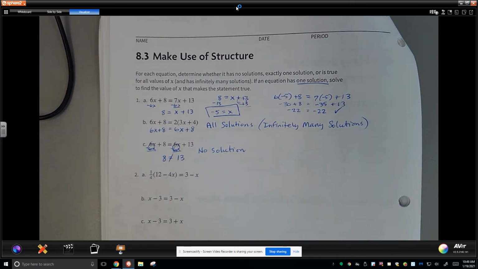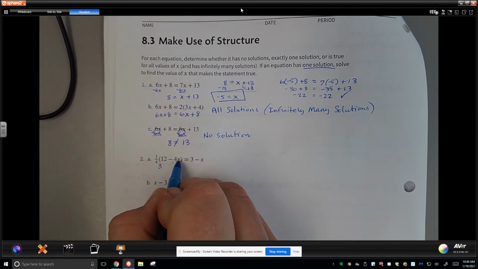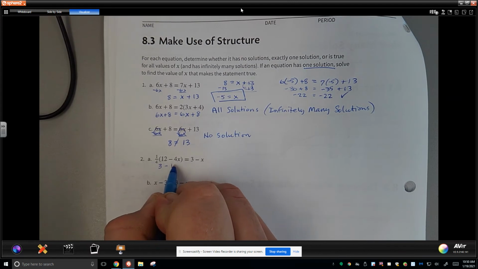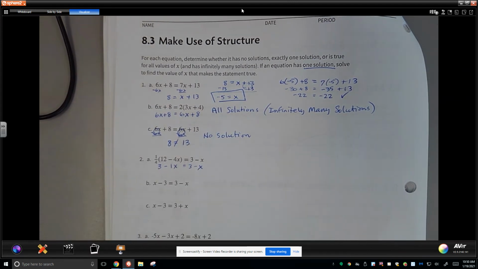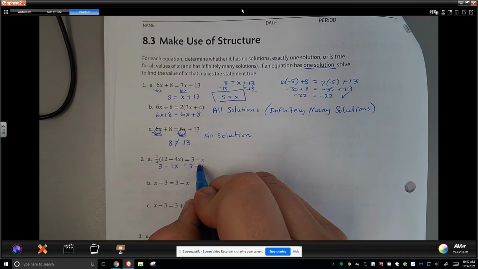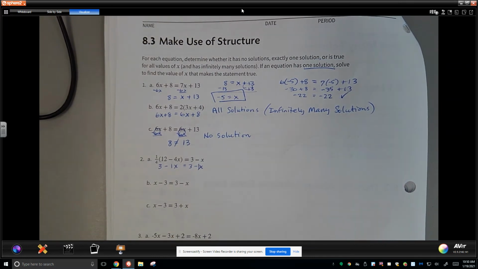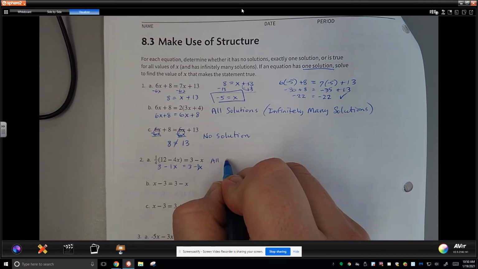All right. The next one, we'll go ahead and simplify. 1/4 of 12 is 3. 1/4 of 4 times x is going to be a 1x, which gives me 3 minus x on the right. Now this one, don't be fooled by this. Just because there's a 1 there doesn't mean there can't be a 1 here. And I see the expressions are exactly the same. This again, all solutions.